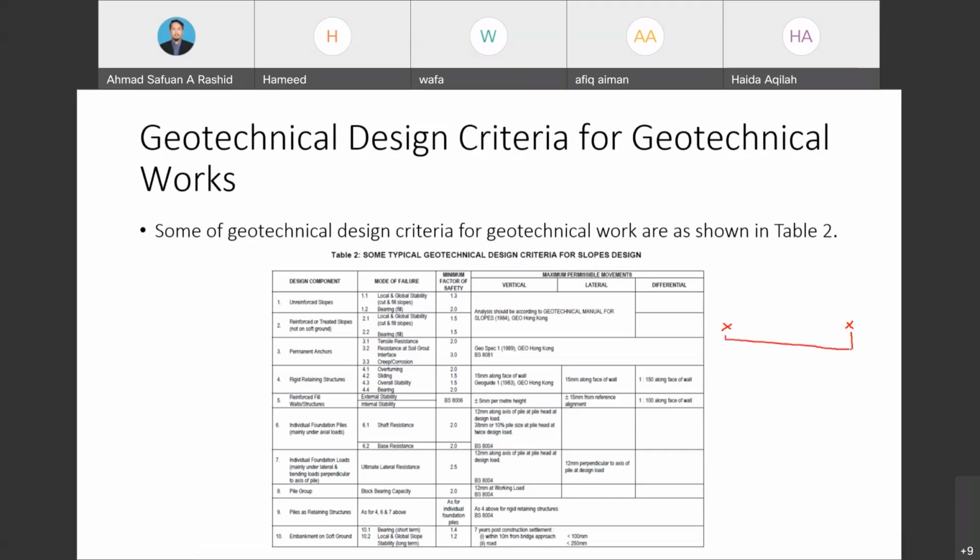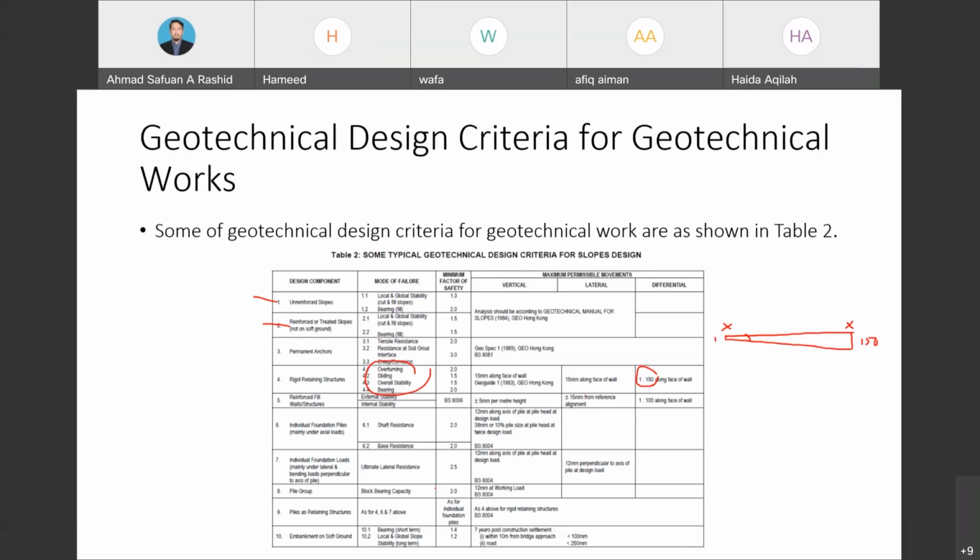Then we get the differential. In this case, we may get the ratio, for example from 1 to 150. So we need to check all these design components. Rigid retaining structure is an element that should be considered, up to embankment on soft ground. So we can use this guideline for any technical structure.